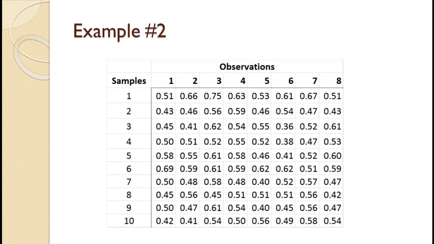This slide shows the raw data for example number 2. 2 samples have been changed from example number 1 in the Xbar tutorial. They were changed in such a way that the ranges remained exactly the same, but the means increased.